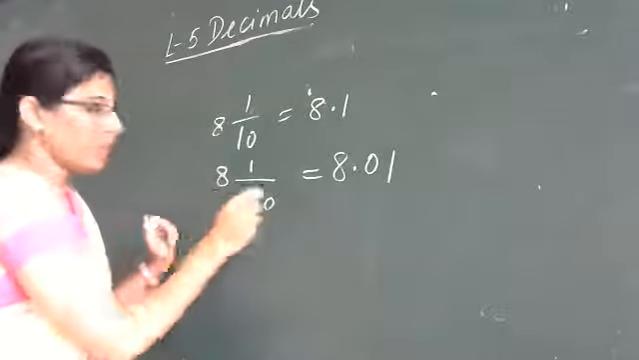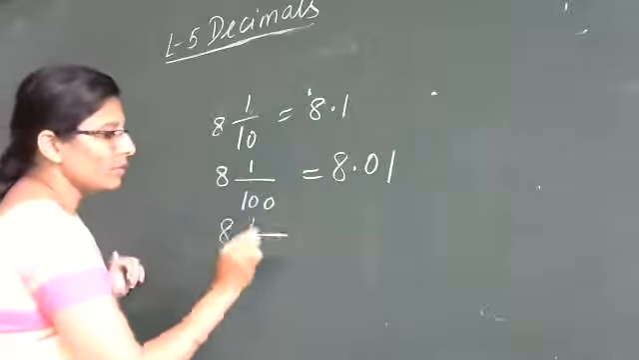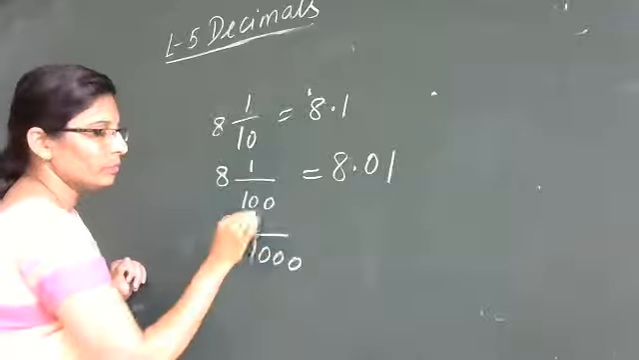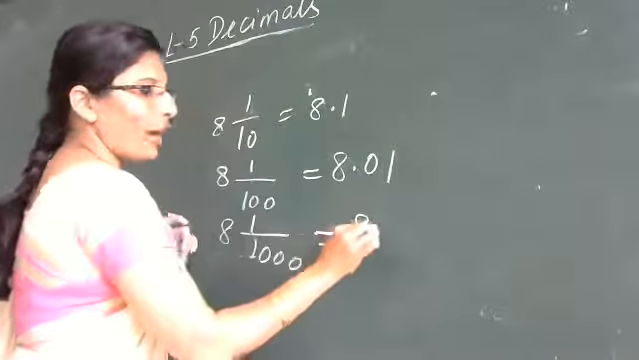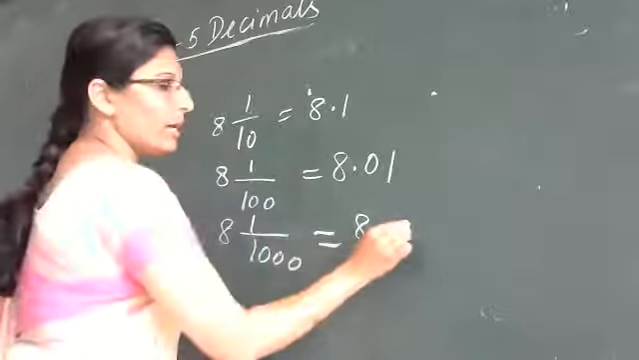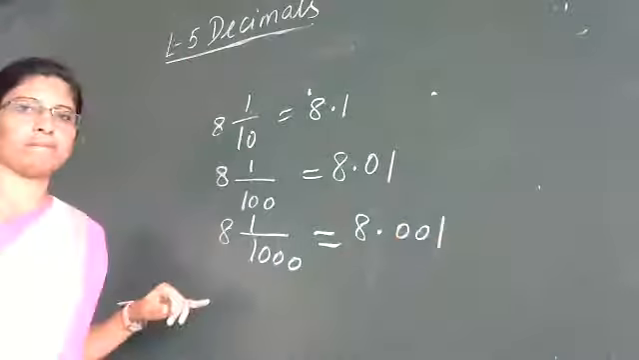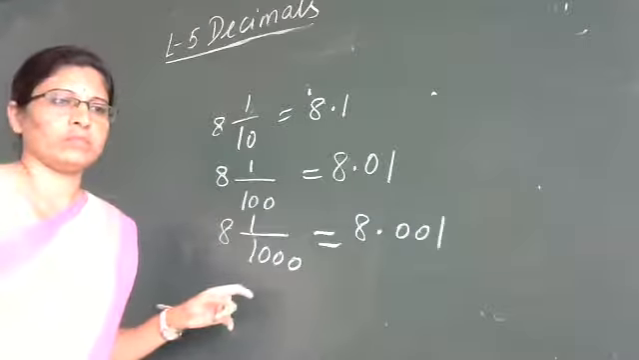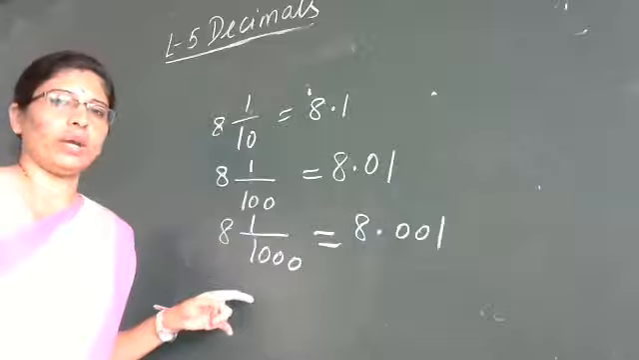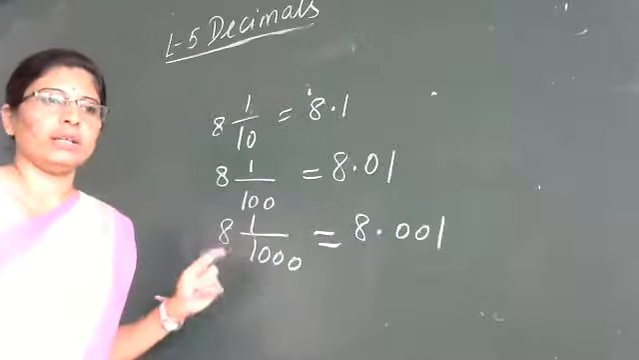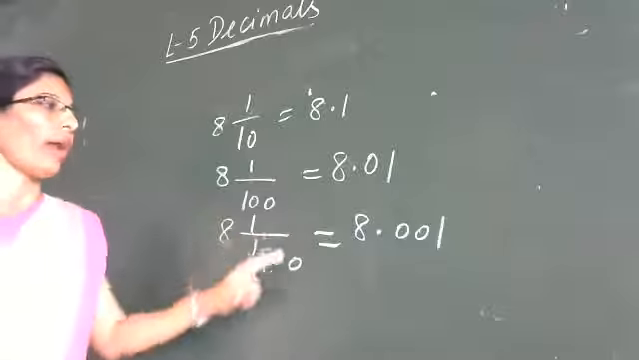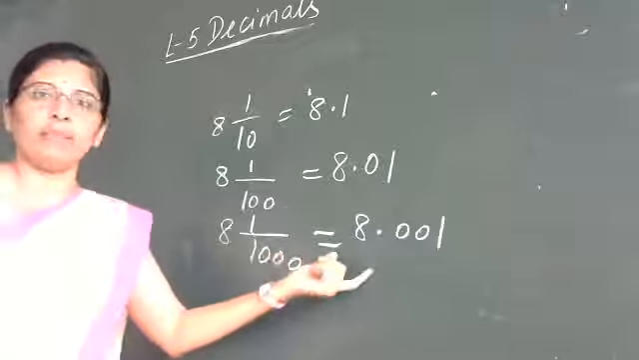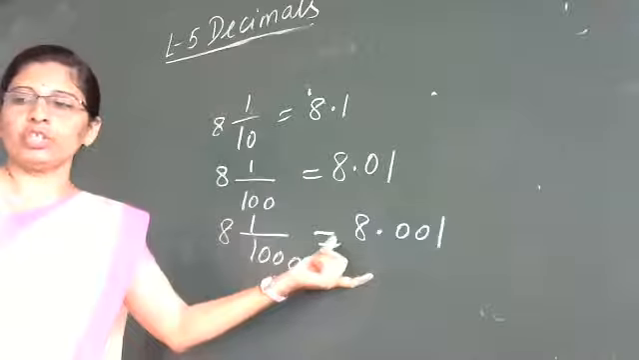Now if it is 1 by 1000, it is 8.001. Okay. Yes. So like this, we have to convert a fraction into a decimal. Understood?